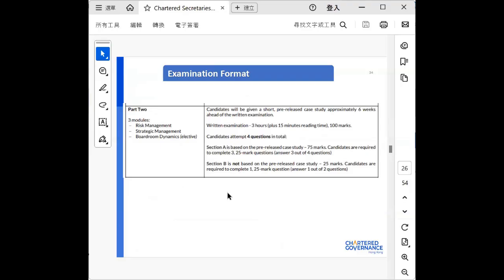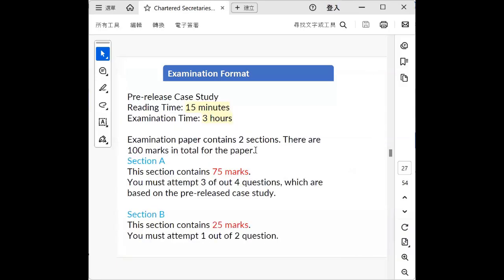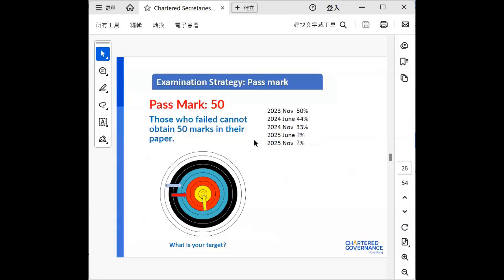Section A is based on the pre-release case study. You have to answer 3 questions out of the 4. And Section B is not based on the case study, and you have to choose 1 out of 2. So I don't think I need to talk about this. You know this very well. And finally, that is your strategy.